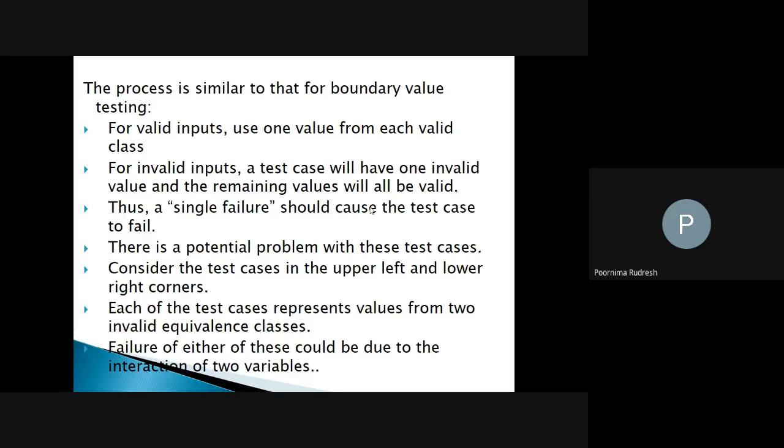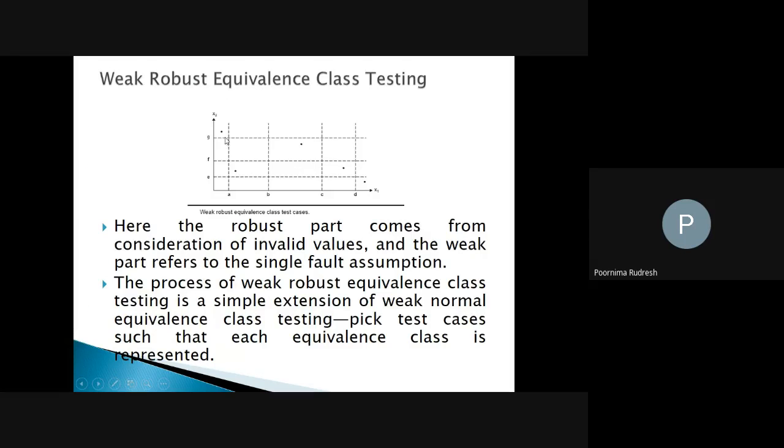Whenever we choose invalid inputs for the test cases, that leads to the failure of the program or the system. If the system fails, then that leads to the failure of the test cases. Hence there is a potential problem with these types of test cases. As I said, we will have the upper left or the lower right corner values. So these are these two cases.